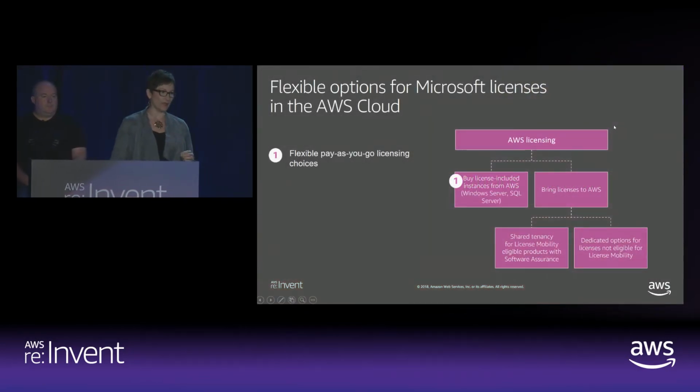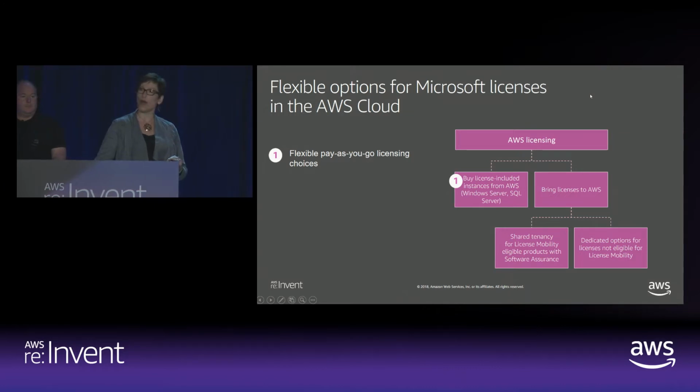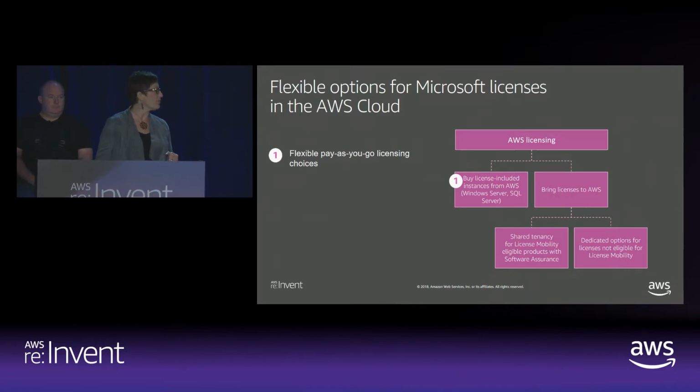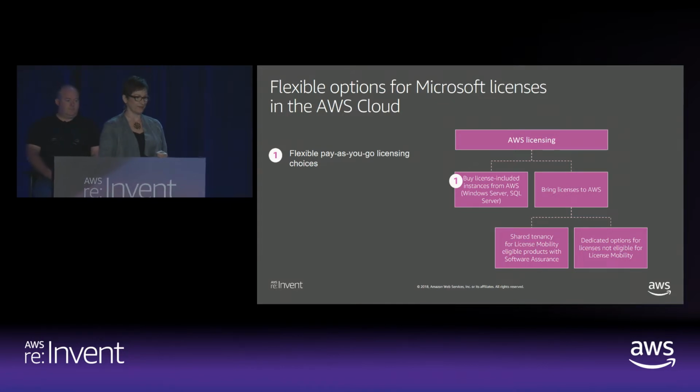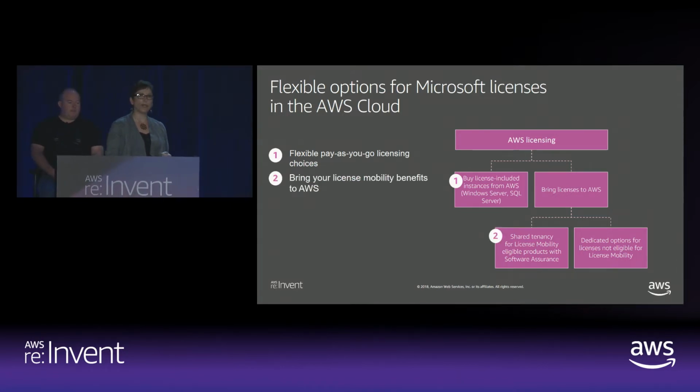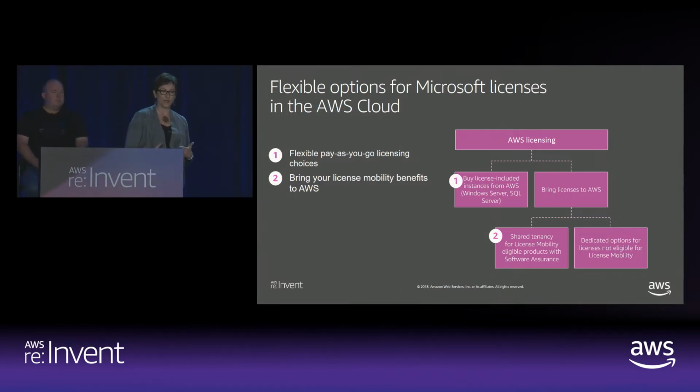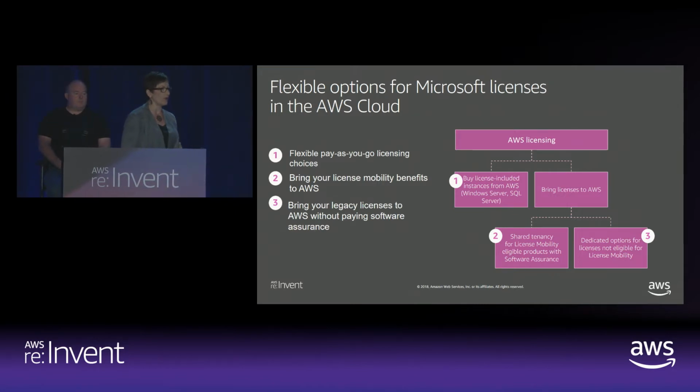AWS has the most flexible Microsoft licensing options to help you optimize your costs. First, we offer pay-as-you-go licenses on both EC2 and ECS, as well as RDS. You can also bring your own licenses to AWS. You can bring Microsoft licenses to EC2 using your license mobility benefits, or you can bring licenses including Windows Server to AWS, even without paying software assurance. Let's dive into these options.